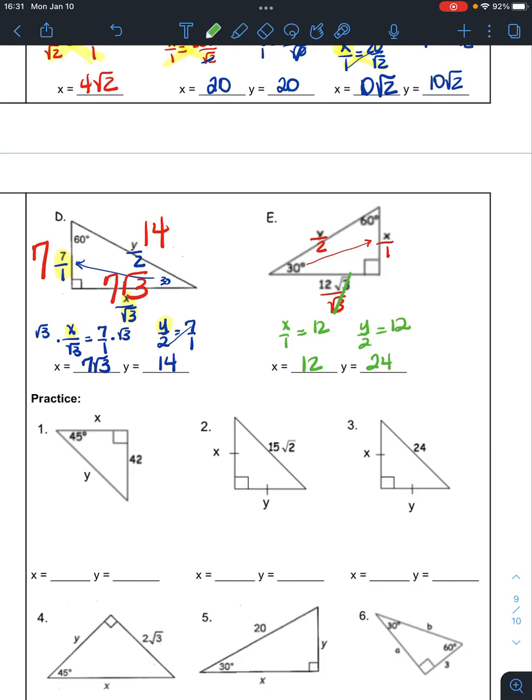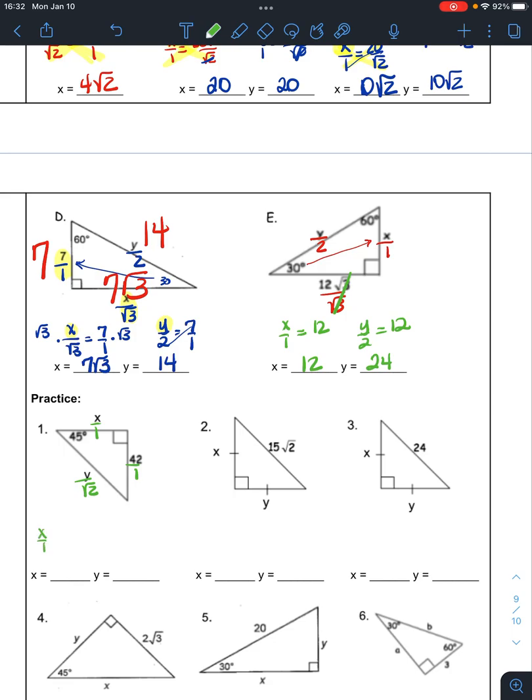I would recommend that you pause the video and try to solve the rest of these problems on your own. I'm going to work through them kind of quickly, but you can go through and check your answers. So the big thing is just remembering where to get your reference numbers. As soon as you see a 45 or a problem that could have a 30 or 45, then know that this is how you're going to set it up. So all 45s have 1, 1, root 2. So it's over 1, and over root 2. And then solve your problem.